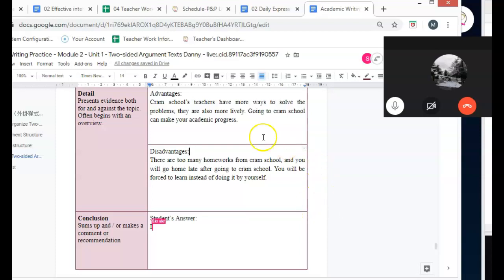Right, so I like this sentence. Going to cram school can make your academic progress. Okay.